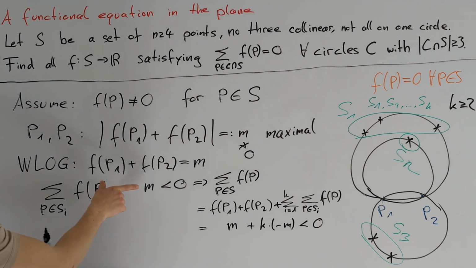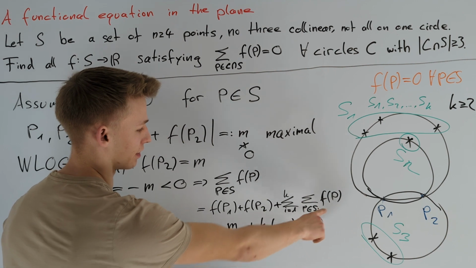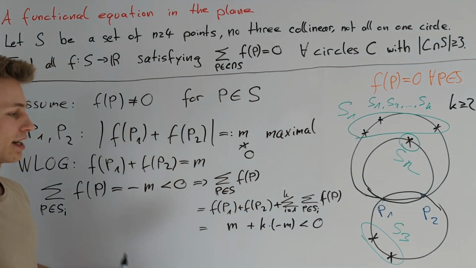At this point, if we can find 2 points q1 and q2 in our set S such that f of q1 plus f of q2 is less than 0, then with the same argument we could conclude that the sum of all function values must be greater than 0. So if we find such 2 points, we are done.